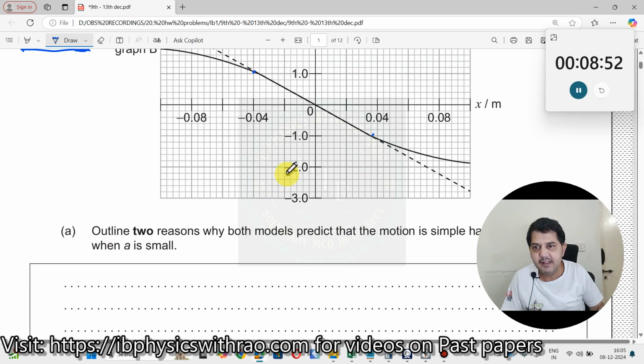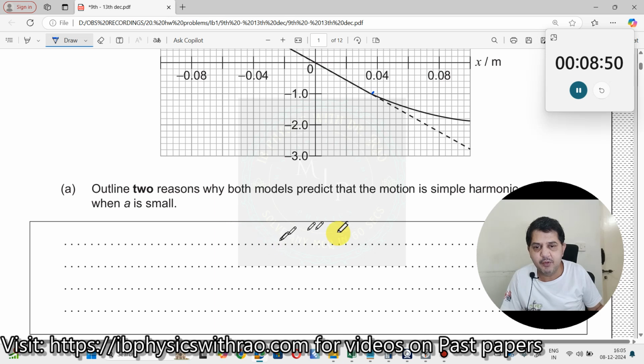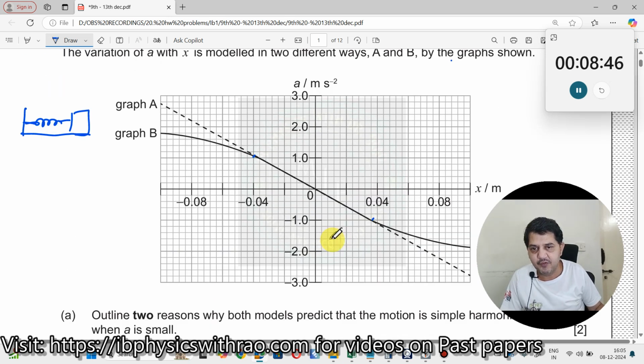Next, outline two reasons why both the models predict that the motion is simple harmonic when a is small. What do you mean by a is small? See, this region is where a is large, and here a is small. This region is also a is small. So if you consider this box over here, a is definitely small and it is seen to be proportional to the displacement.